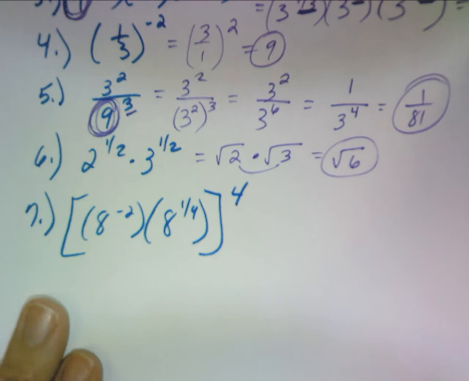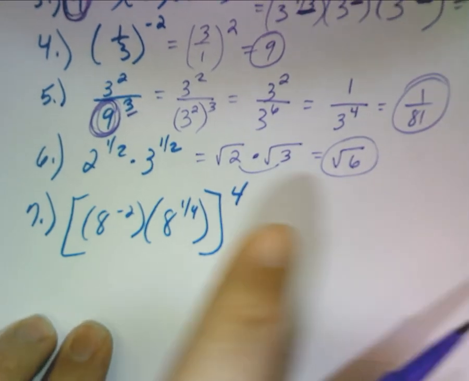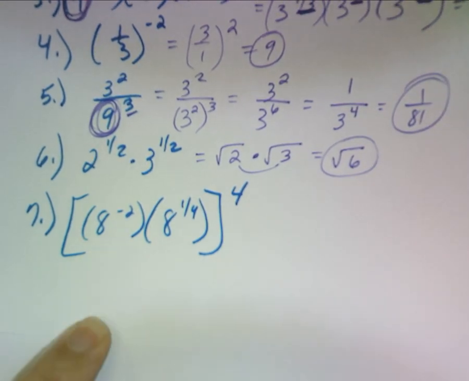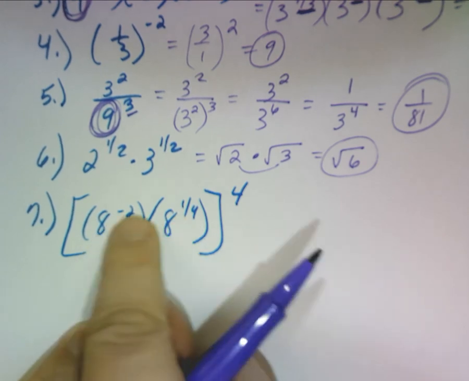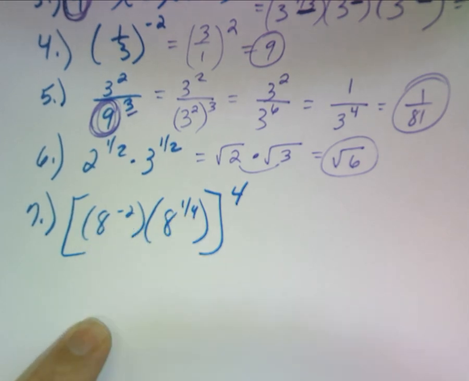All right, and then last one here. There again, several different ways to do this. I'm showing some of you would have been like, can I keep the like base and add those? You sure can. But I don't know off the top of my head what -2 and 1/4 is. I do, but I'm not.